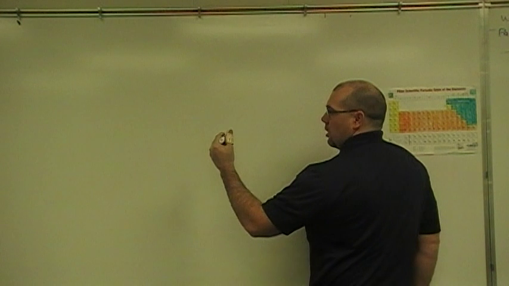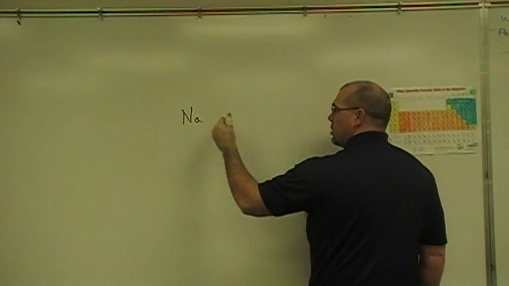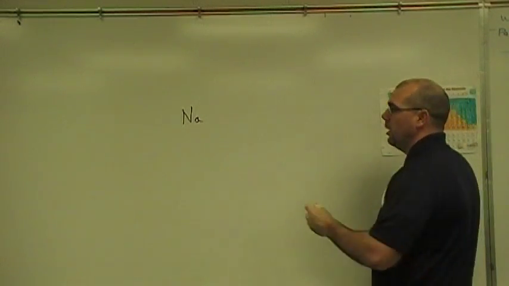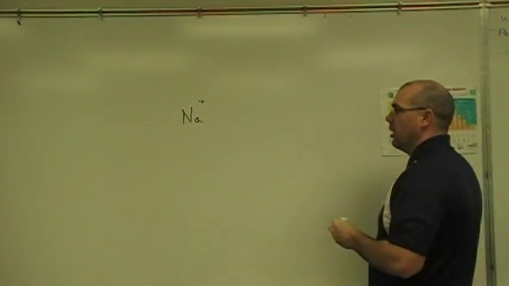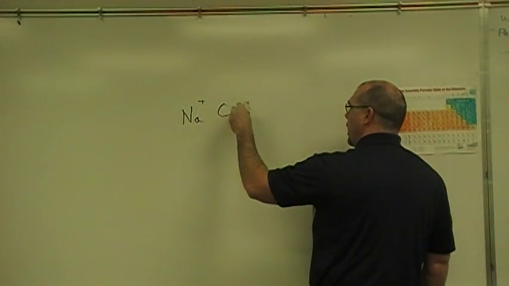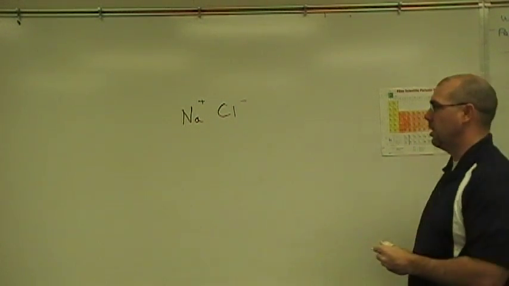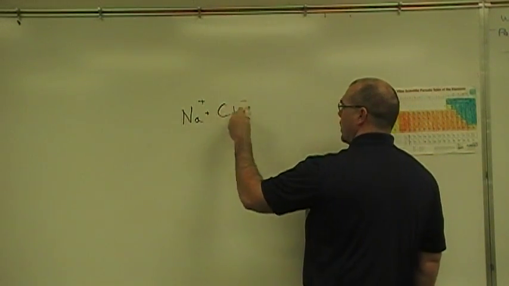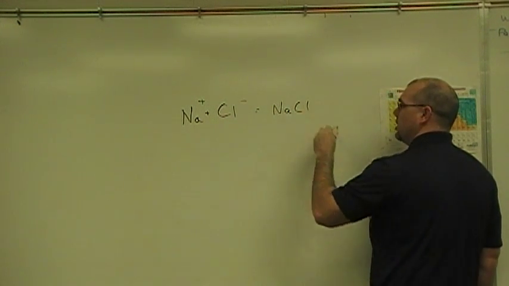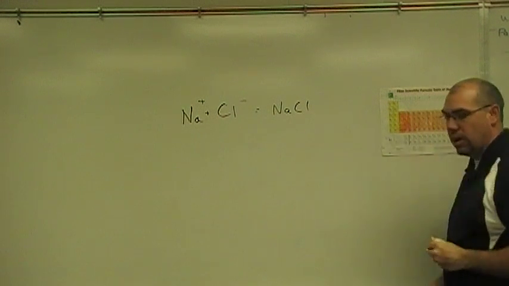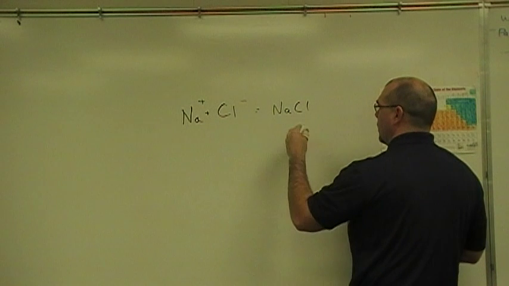Some examples would include sodium cation, which would be written this way when we show it all by itself. Okay, and we put it in a compound with chloride anion, which would be written that way when it's all by itself. When you combine those two together, we end up with NaCl.